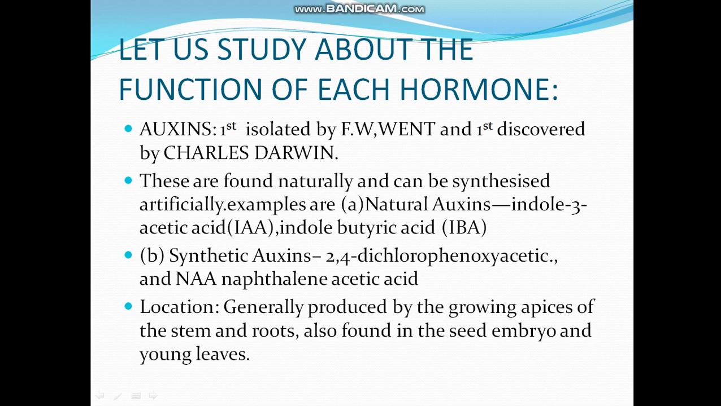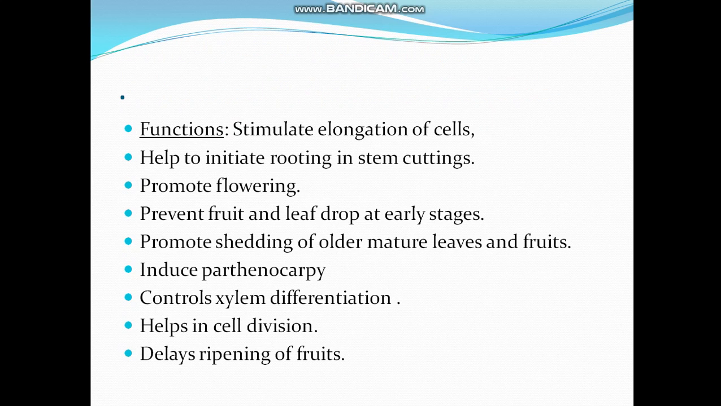And where are these found? They are generally produced by the apices of the growing stems and roots. They are also found in the seed embryo and young leaves. What are the functions? It helps to stimulate the elongation of the cells. It helps to initiate rooting in stem cuttings, promotes flowering, prevents fruit and leaf drop at early stages. It promotes the shedding of old, mature leaves and fruits, induces parthenocarpy, controls xylem differentiation, helps in cell division, and delays the ripening of fruits.